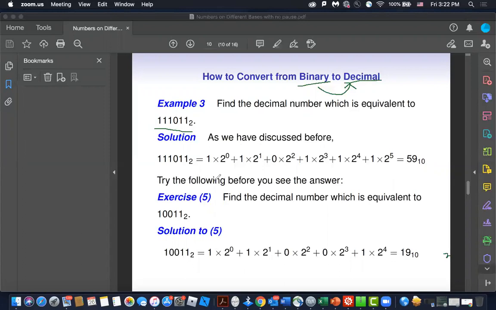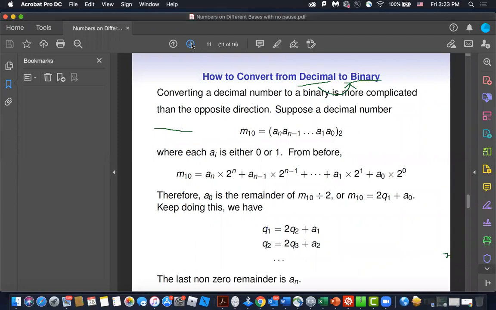Okay, then I said try the following before you see the answer. Anyway, you can see that for decimal, we use 10 digits, and for binary, we only use 2. Well, binary is easier for the computer to handle. Not that easy for us, but that is what computers prefer.